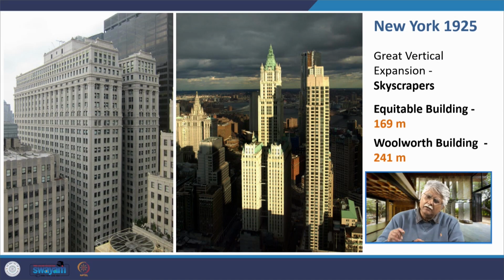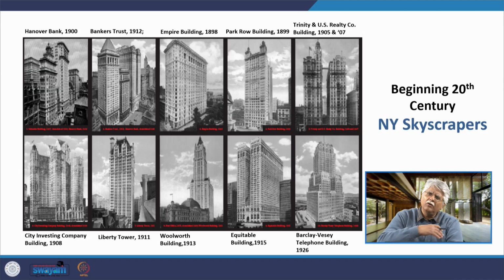So there was great vertical expansion in New York, and two buildings stand out in this period of the 1910s, 1920s. One is the Equitable Building, which is 169 meters, and the Woolworth Building, which was 241 meters. Both of them genuine skyscrapers greater than 150 meters. And then a whole range of buildings came up in the first 20-25 years of the 20th century, all of them in New York, and they were the New York skyscrapers.